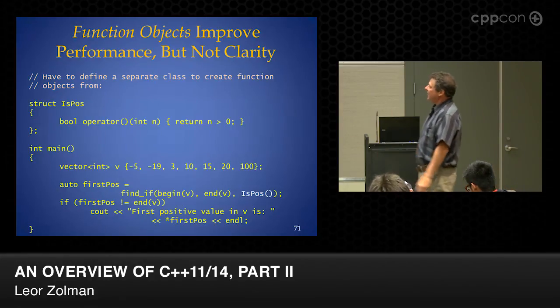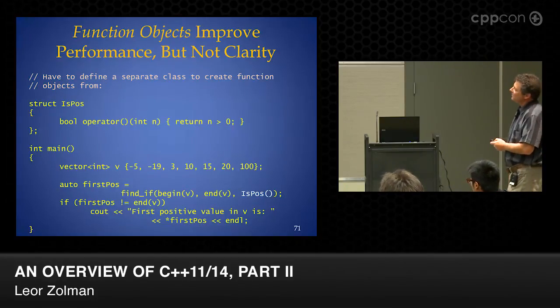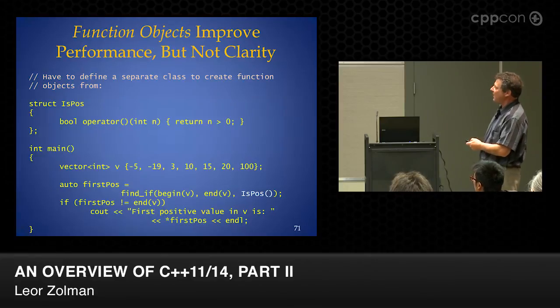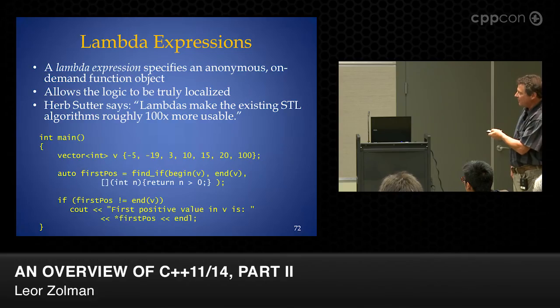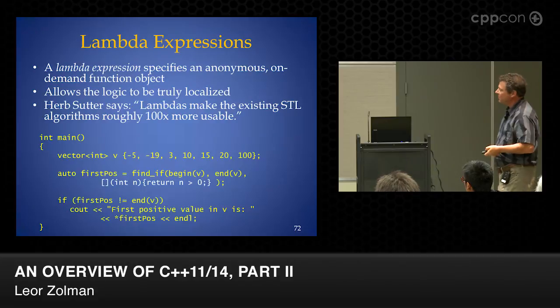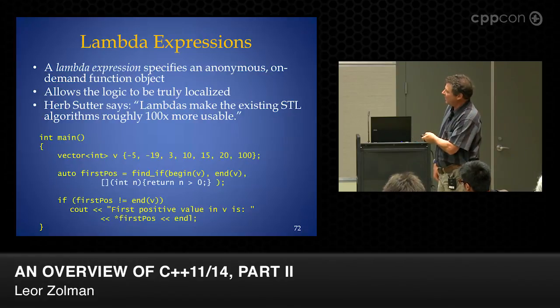And that's the motivation behind lambdas. A lambda expression lets you write an anonymous on-demand function object. A lambda, which looks like this, actually generates code that kind of looks like this, except you don't know what that name is. And then it instantiates an instance of that class and sticks it right here where you need it. So everything that's important is right there where you care. So this will go through this container, this sequence, and find the first value where n is greater than 0.